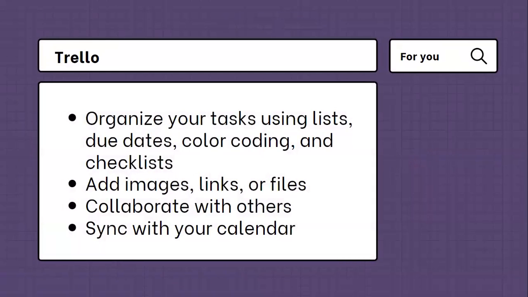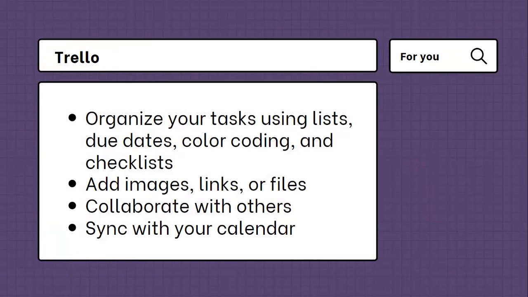All right, Trello. Trello is also a great tool. You can organize your tasks using lists, due dates, color coding, and checklists. If you are one of those type A people, you need lists, you need deadlines and dates, and you need to check it off when you get it done. That's how I operate, so I definitely understand it.